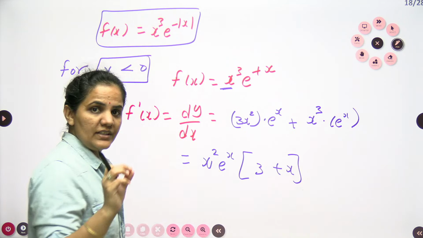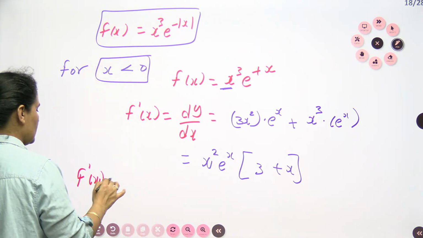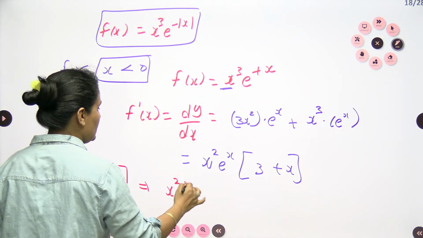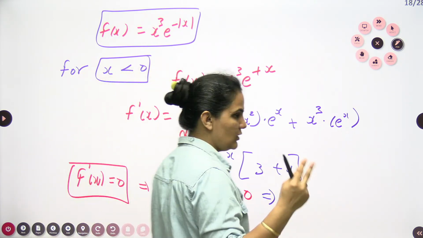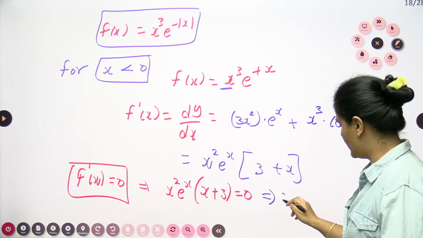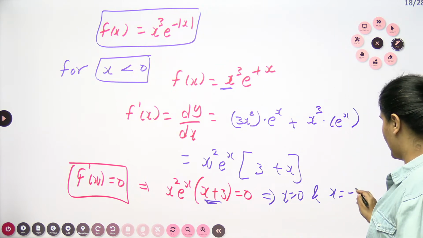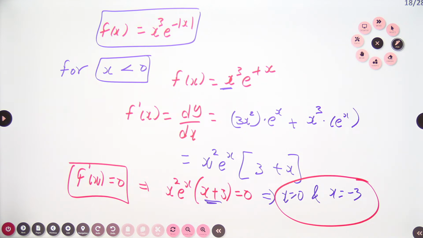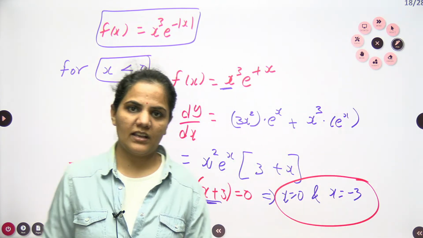And what we need to do, we need to find out the root. So we will put it equal to 0. So let's put f dash x equals 0. When we put f dash x equals 0, it is giving you x square e to the power x times x plus 3 equals 0. So from here we are having 2 points. The first point is x equals 0, and the another point is x equals minus 3. So we are having 2 points, x equals 0 and x equals minus 3. Alright. As x square e power x will be 0, so x is 0.